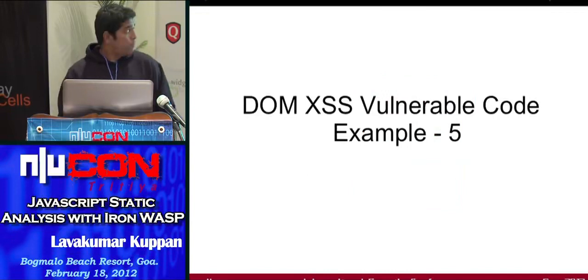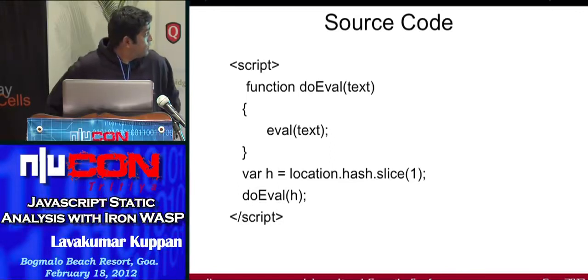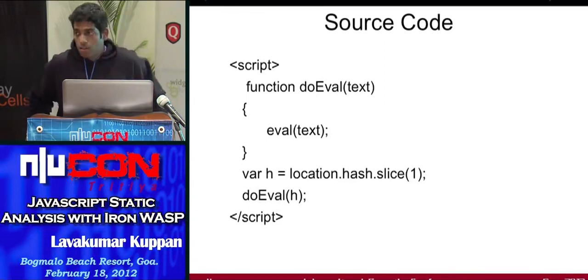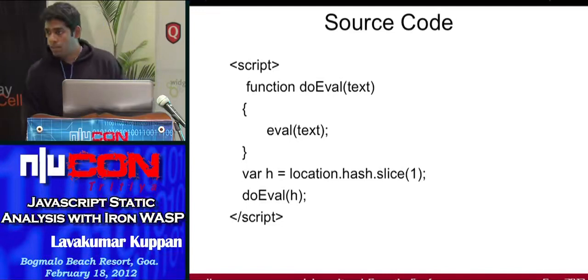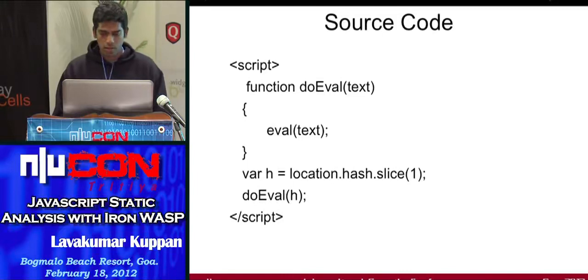Okay. So this page is also vulnerable to DOM-based XSS, and when we look at the source code, there is a function being declared called doEval. Whenever any parameter is passed in, it basically calls the eval method on that specific text, and there is this line where the doEval method is being called with the parameter h, and h is location.hash, right? So this line must be highlighted in red. Okay, so now let's put this in and see what actually happens.